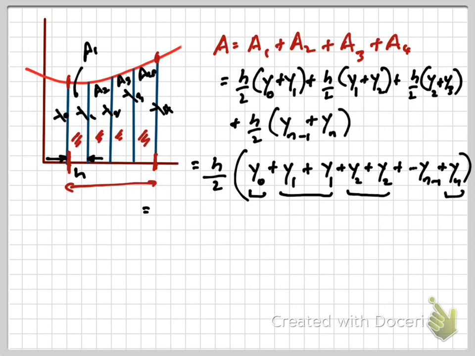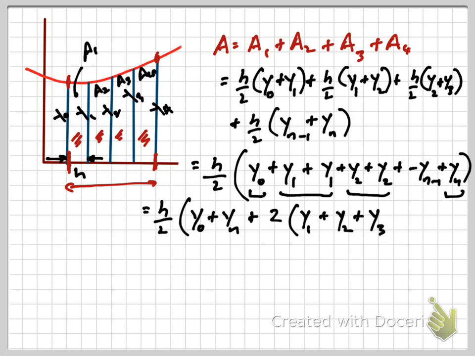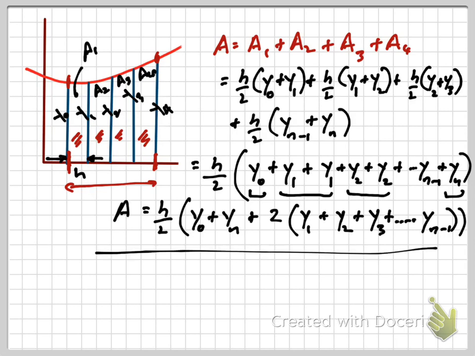So you have h over 2 into y0 plus yn, bringing the last one in front, plus 2 times y1 plus y2 plus y3 up to yn minus 1. And that is how you find area using the trapezium rule. So this is the derivation of the formula to find area using the trapezium rule.